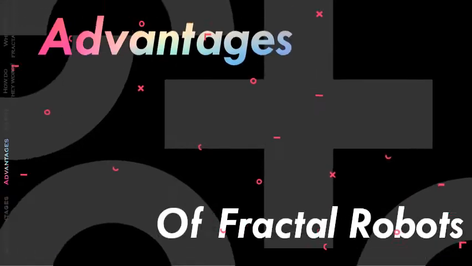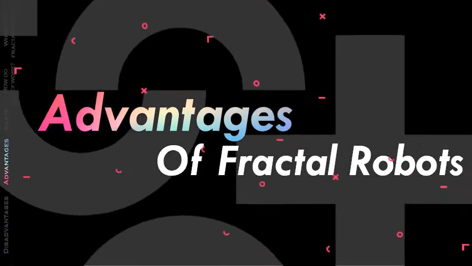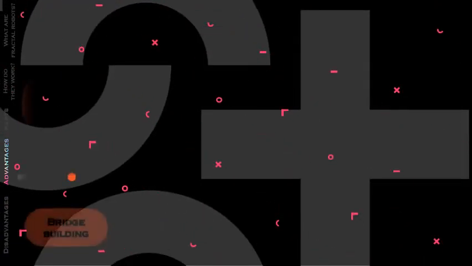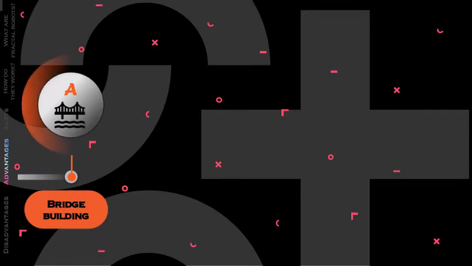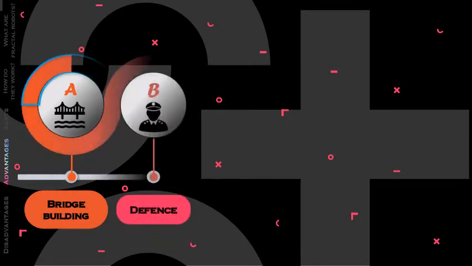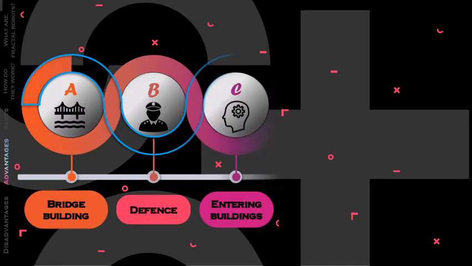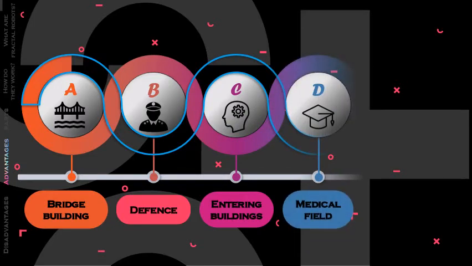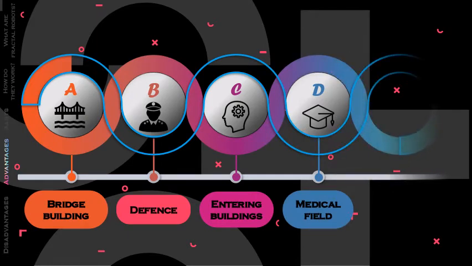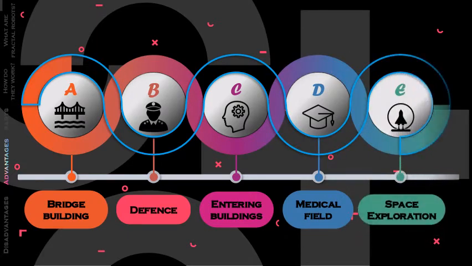Advantages of fractal robots. Fractal robots can make the process of bridge building easier and faster. They can be used for defense purposes. They can enter buildings easily through small spaces. They help in performing sensitive operations and can assist in laboratories. Fractal robots can be good alternatives to humans and humanoids in space exploration.